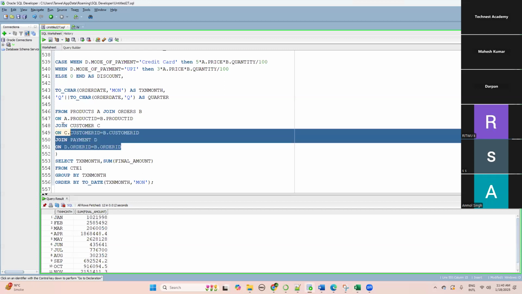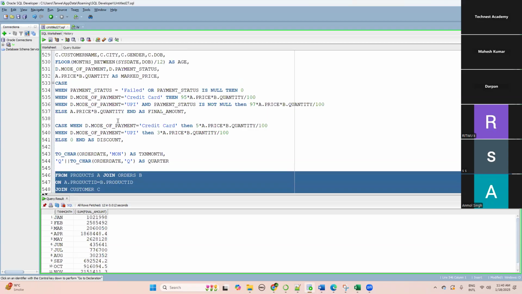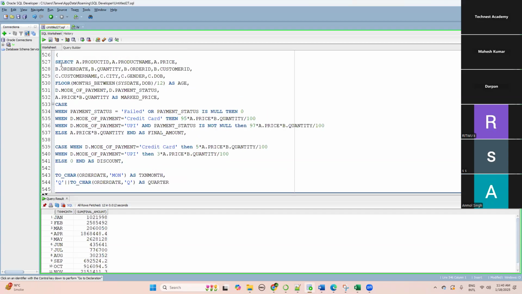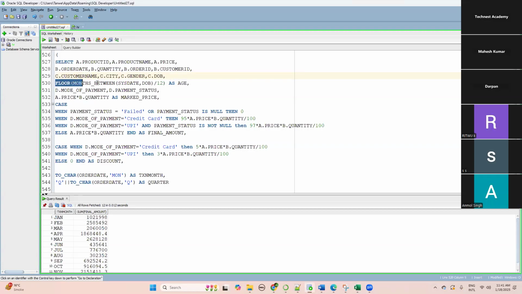So this is the joining condition, and then this is the select statement. Till here we are just fetching the columns from the different tables. Here we are deriving the age. I think we have discussed this. Then mode of payment, payment status, price into quantity will give you the marked price. We have used marked price because we are giving some discount as well.